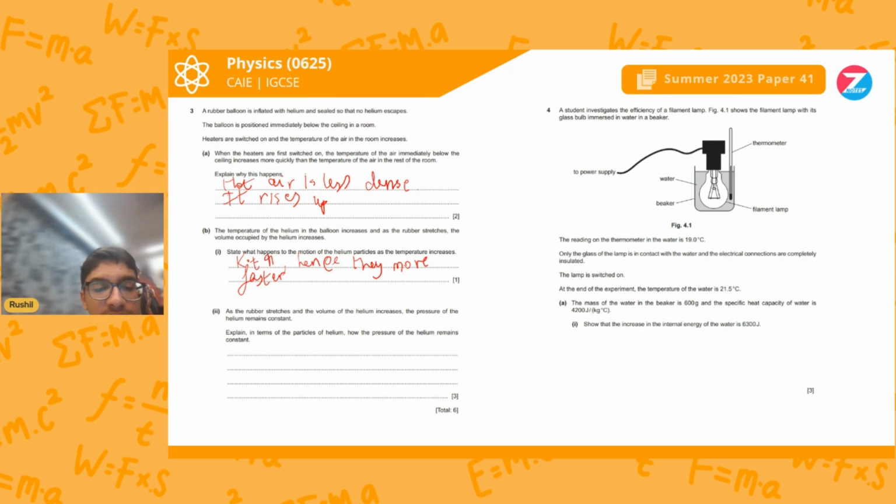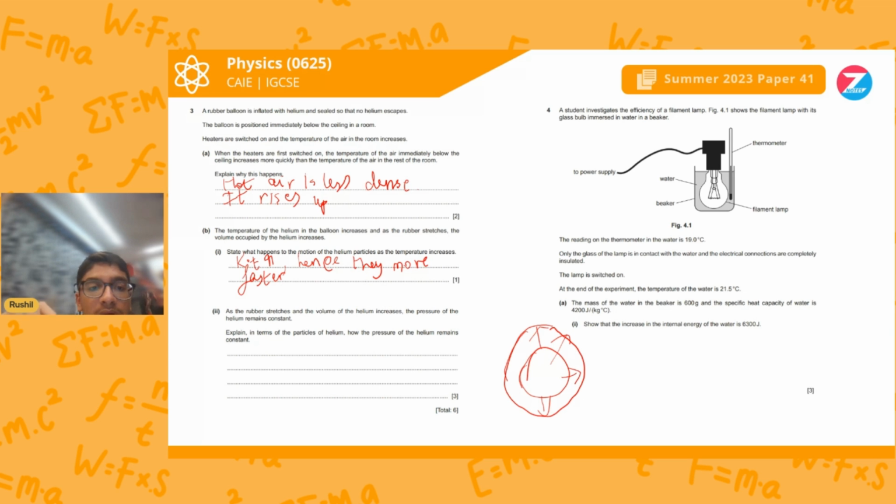Now, as the rubber stretches and the volume of the helium increases, the pressure of the helium remains constant. Explain in terms of the particles of helium how the pressure of the helium remains constant. So now we have a balloon. Now the area of this balloon is expanding. So the particles collide less frequently with the walls of the balloon because they have to now travel a greater distance. So normally in this situation, the pressure should have decreased because of fewer collisions per second, so less force exerted per second.